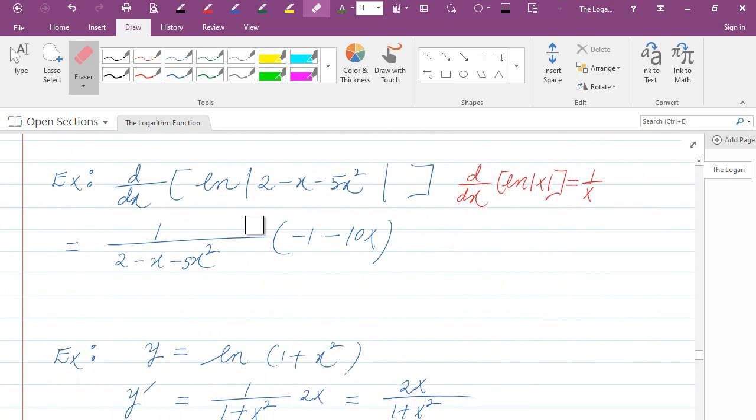Okay, so what's the derivative of ln of the absolute value of 2 minus x minus 5x squared? Well, recall that the derivative of ln of the absolute value of x is 1 over x. So by the chain rule, I'm going to get 1 over 2 minus x minus 5x squared, then multiplied by the derivative of the inside function right here. So in other words, the function that I have here is the composition of ln of x and the absolute value of x.